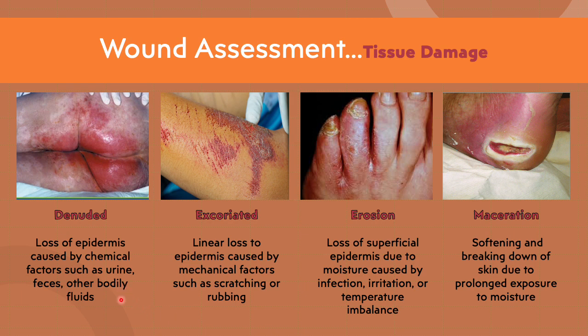For example, denuded, loss of epidermis caused by chemical factors such as urine, feces, or other bodily fluids. Excoriation, linear loss to the epidermis caused by mechanical factors such as scratching or rubbing. Erosion, loss of superficial epidermis due to moisture caused by infection, irritation, or temperature imbalance. Maceration, softening and breaking down of the skin due to prolonged exposure to moisture.